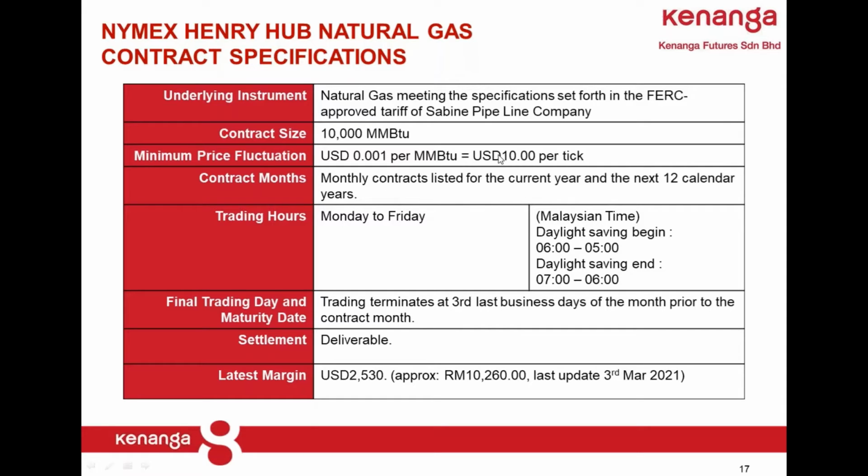The available contract months will be all the next 12 calendar months, and the trading hours, currently non-daylight saving, will start in Malaysia time at 7 a.m. until 6 a.m. the next day, with a break of 1 hour. When daylight saving begins, it will be from 6 a.m. to 5 a.m. Malaysian time. The contract will terminate 1 month prior to the contract month. For example, the April contract will expire on the third last business day of March. It is a deliverable contract. And the latest margin as of 2 days ago will be equivalent to Ringgit Malaysia 10,260.